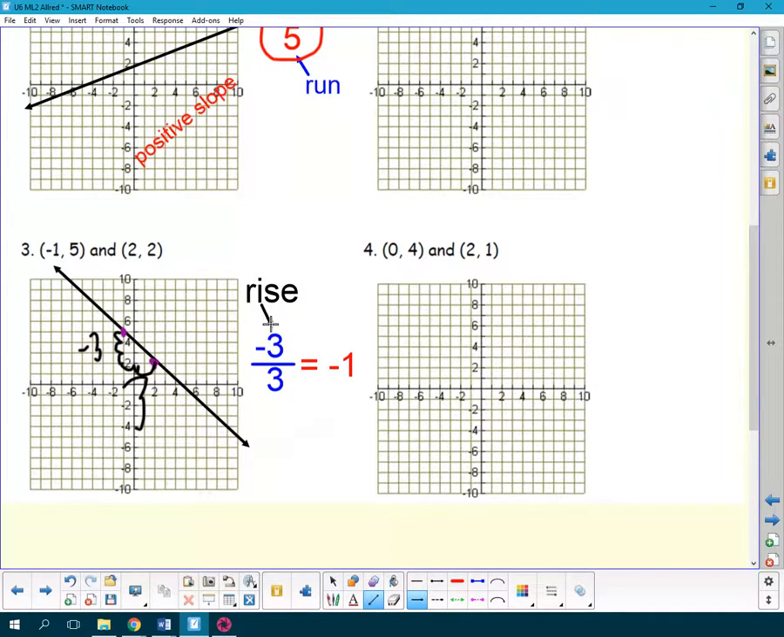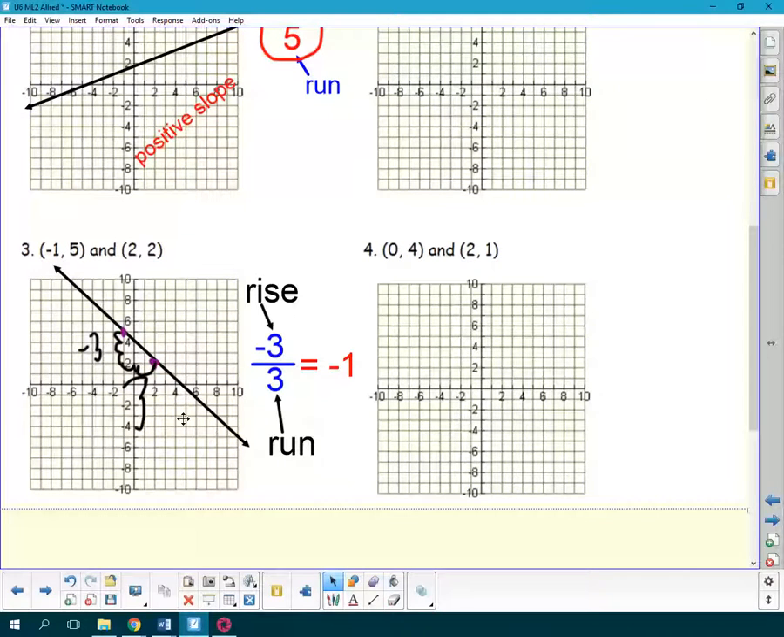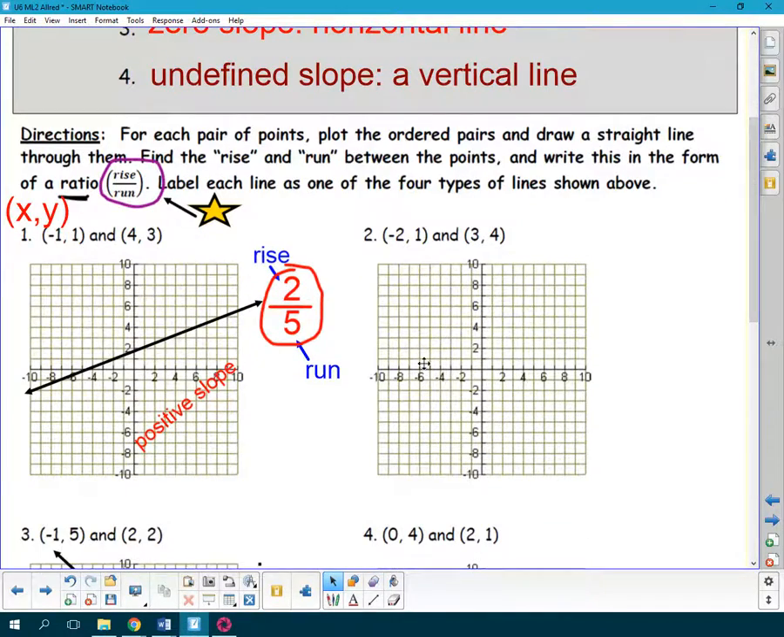So we've got the rise, -3, and the run, +3. And all we have done is simplified that fraction. The slope of that line is -1, and that is a negative slope. It's a negative slope there on that line, a negative slope on number 3. Okay, so I'm going to look at one more here with you. I'm going to look here at number 2.